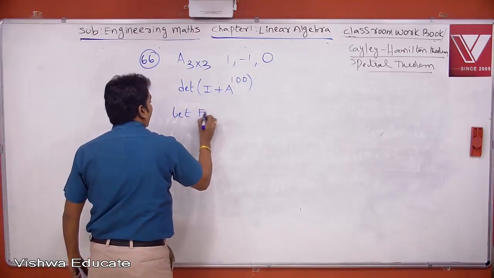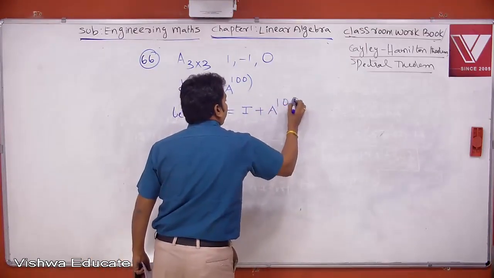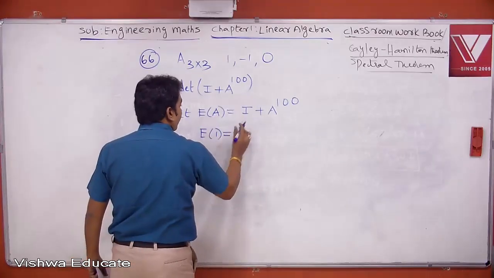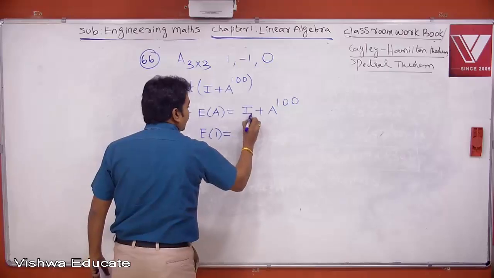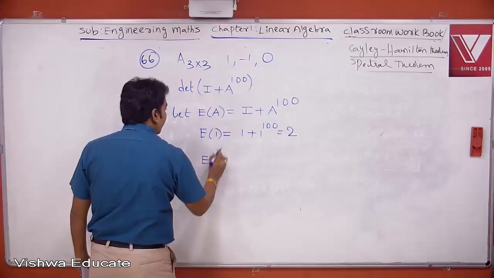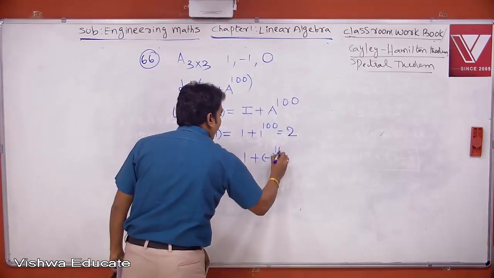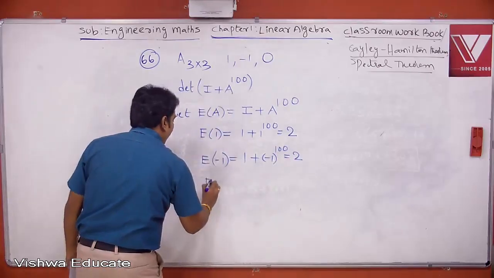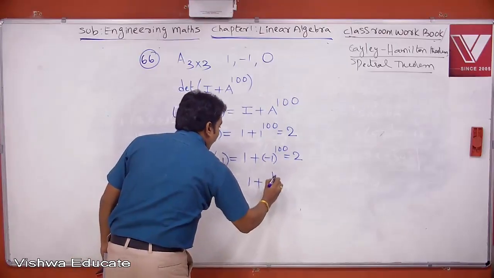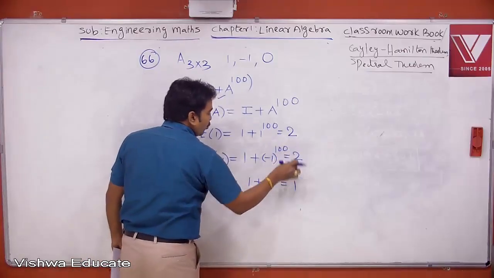So let E of A equal (I plus A) power 100. Now let us apply the spectral theorem. What is the first eigenvalue of E of A? E of 1: replace I by 1 because all eigenvalues of I are 1 only. So (1 plus 1) power 100, this is 2. Now replace A by the second eigenvalue, E of -1. This is (1 plus -1) whole power 100, this is again 2. Now replace A by 0 because the third eigenvalue is 0. This is (1 plus 0) power 100, this is 1. Therefore, the eigenvalues of this matrix are 2, 2, 1.